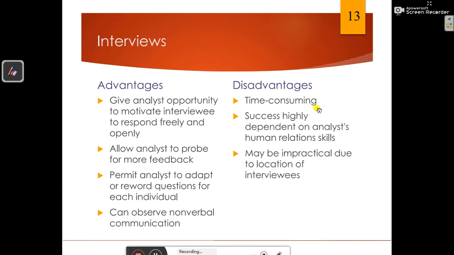But the disadvantage is that it might consume more time to interview the interviewees one by one. If there is a large number of interviewees, then it will take more time. Success is highly dependent on the analyst's human relation skills. Obviously, if you conduct an interview, then your communication skills and your skill in connecting with other people need to be higher, so that in that way you can collect the information from that interviewee. It may be impartial due to the location of the interviewees. So these are a few drawbacks of interviews.